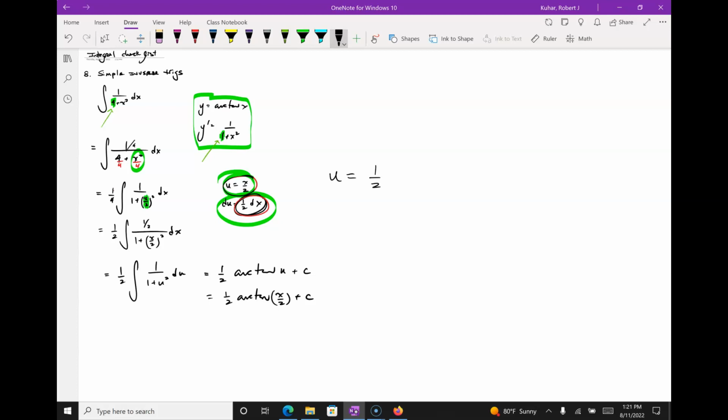Yeah. So this is like a y equals mx plus b, right? Y equals 1/2 x plus 3. And so y prime would be just 1/2, right? The slope would just be 1/2. x over 2 is 1/2 x, right? So the m value is 1/2. So if u is x over 2, du is 1/2 dx.